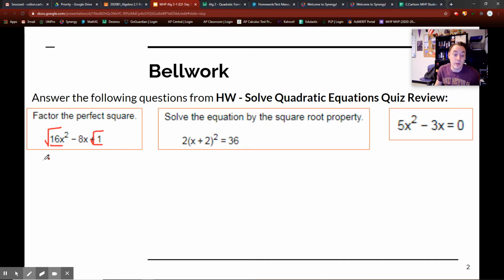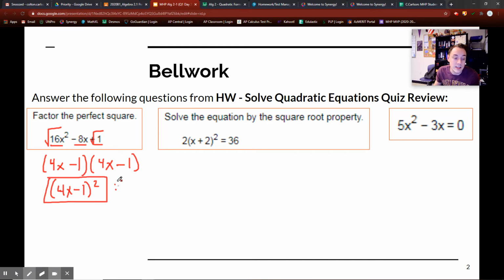That means when I square root both of them, what I have is 4x, and then this is just going to be 1. Now, it's going to be minus, and then this is also 4x, and then minus 1. Now, if you're wondering, how do I get the 8x? Well, this is 4x minus 1 squared. This is my final answer, probably what Math Excel will want.